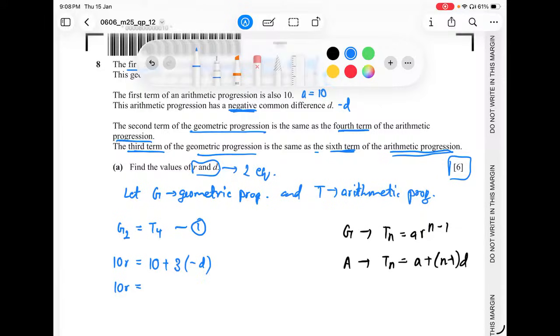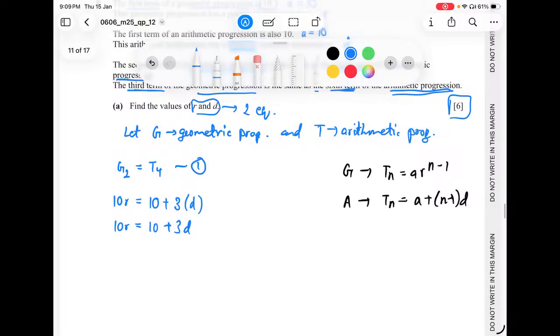So 10r equals to, or I think it's better, since they just told you it's negative, it's fine if you don't use the negative, sorry. You can just write it as d. So when you find the d, it should be a negative number. So 10 plus 3d. So that's your first equation.